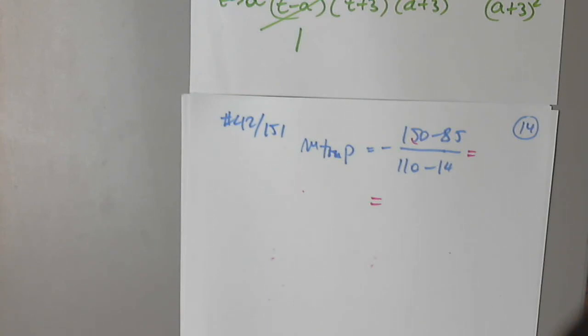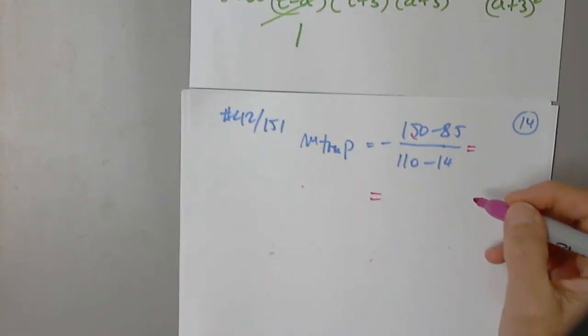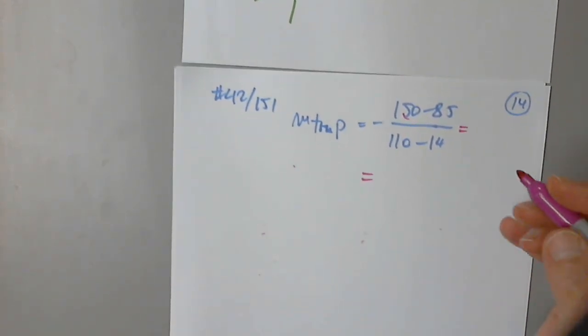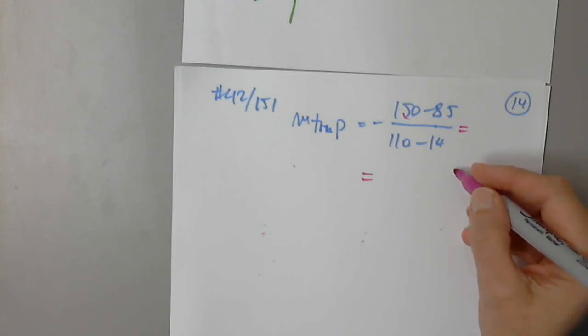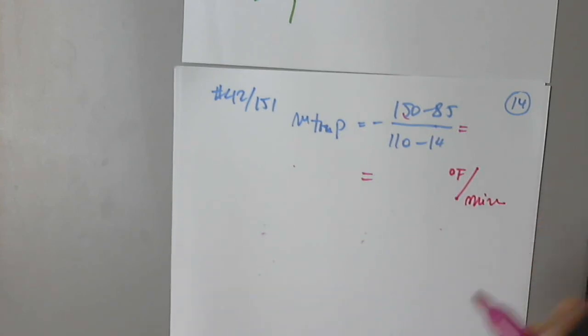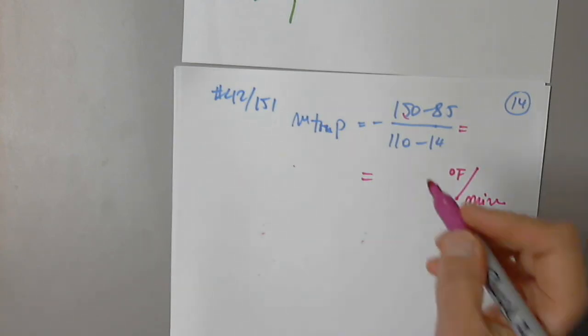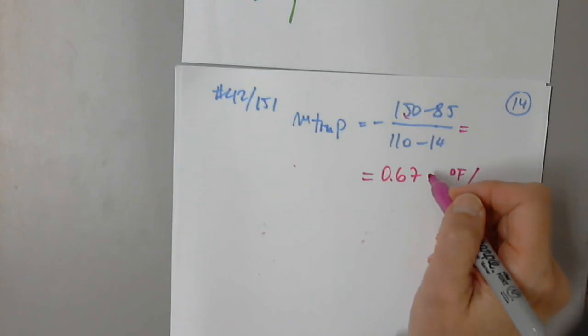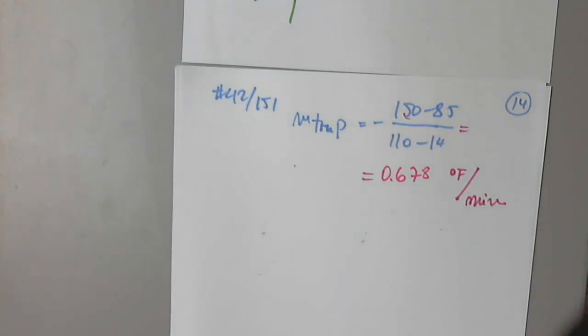So did you get this number from me? But please give me the measurement unit. Degrees Fahrenheit per minute. So what was that? Do we have a number there? Did you divide for me? Okay, I got 0.678 degrees per minute. It decreases.